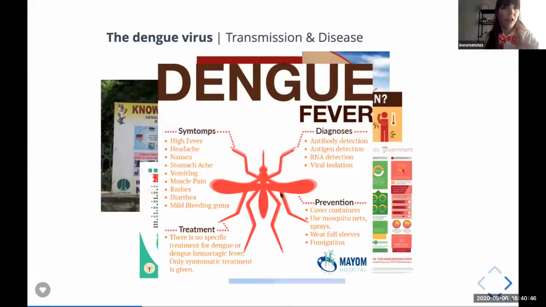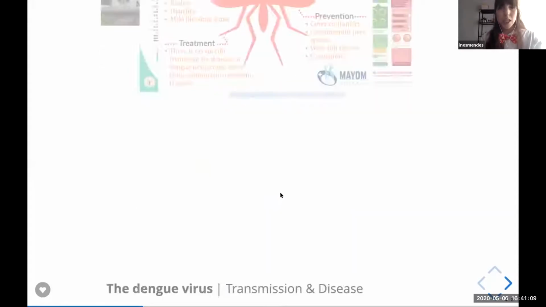There's also a lot of work in making people try to recognize the symptoms of dengue fever, to get them to go to a hospital and get checked as soon as they think that maybe they have been bitten by the mosquito and they might or might not have dengue fever disease.